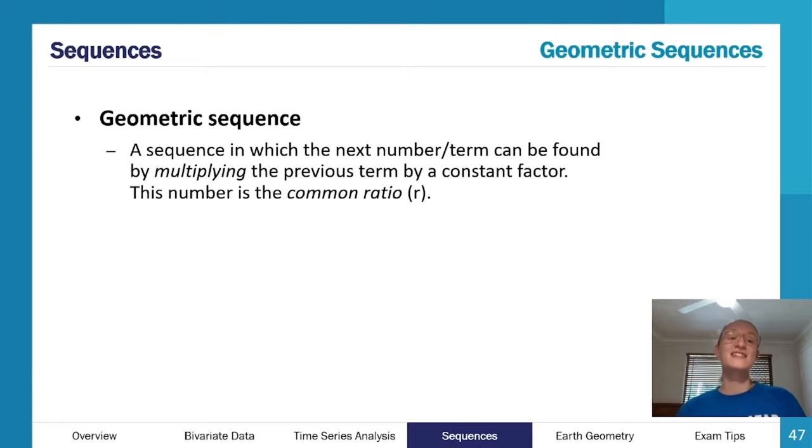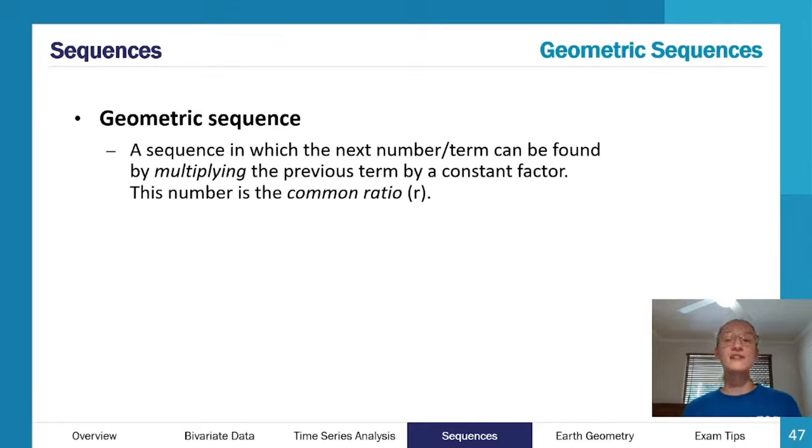Our next type of sequence is geometric sequences. Geometric sequences are sequences in which the next number, or the next term, can be found by multiplying the previous term by a constant factor. And the factor that we're multiplying by each time is the common ratio.